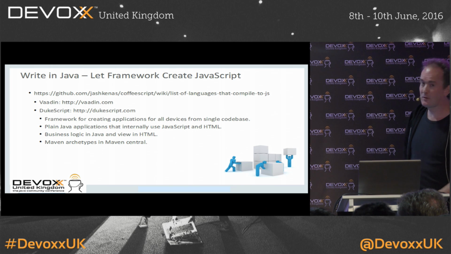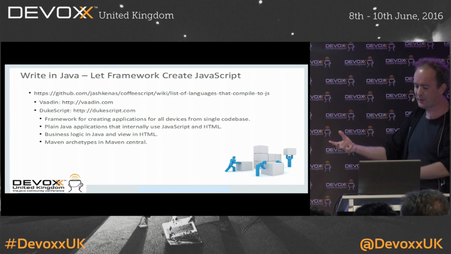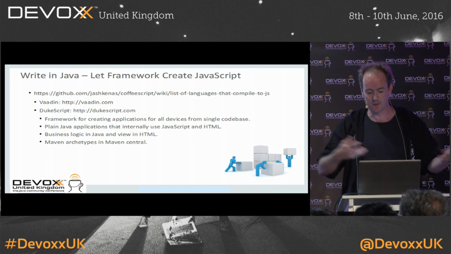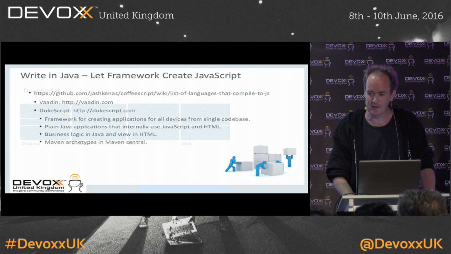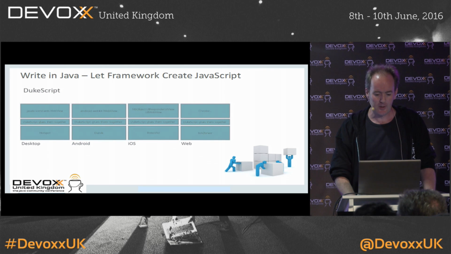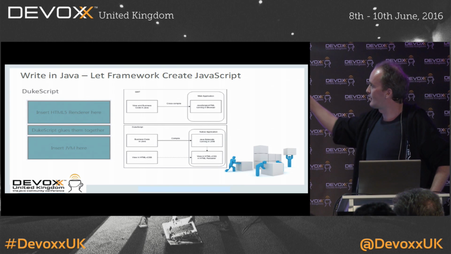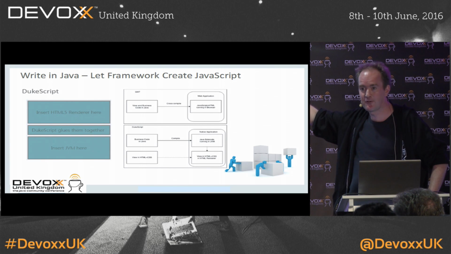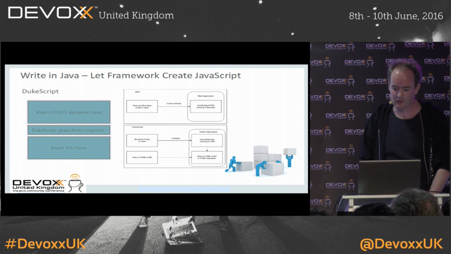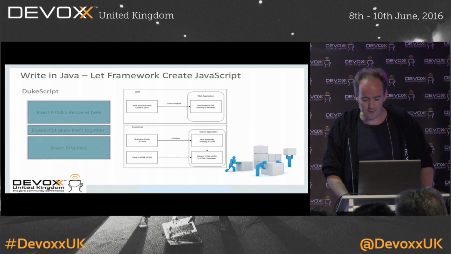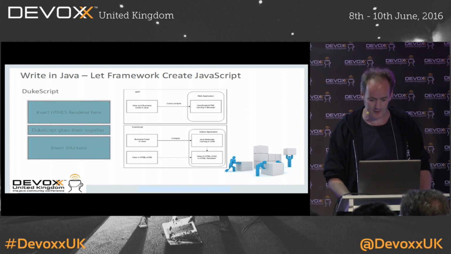And there are Maven archetypes that you can use to set up these applications. And they have built-in Maven goals, Maven plugins that compile that down to either JavaScript if you want to run it in the browser, or iOS or Android or whatever. So you should see DukeScript as really being a toolkit or a framework of different technologies for creating applications for Android or iOS or whatever your endpoint is. And it definitely offers solutions that are preferable to Vaadin for the reason that you can separate out the HTML.